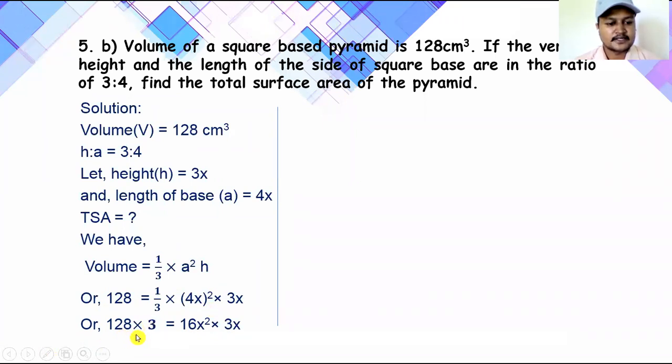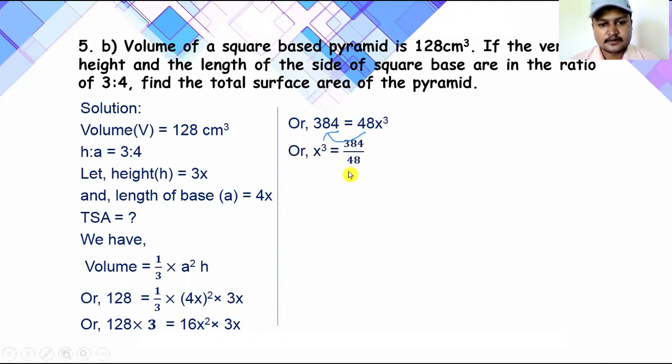Find the product of 128 into 3, and then 16 into 3 also. That is 384, and 16 times 3 is 48. Now to get the value of x cube, just divide 384 by 48, and then to get x, find the cube root of that. It is 8, and to find x, find the cube root of it. Cube root of 8 is 2 only. Value of x is 2.